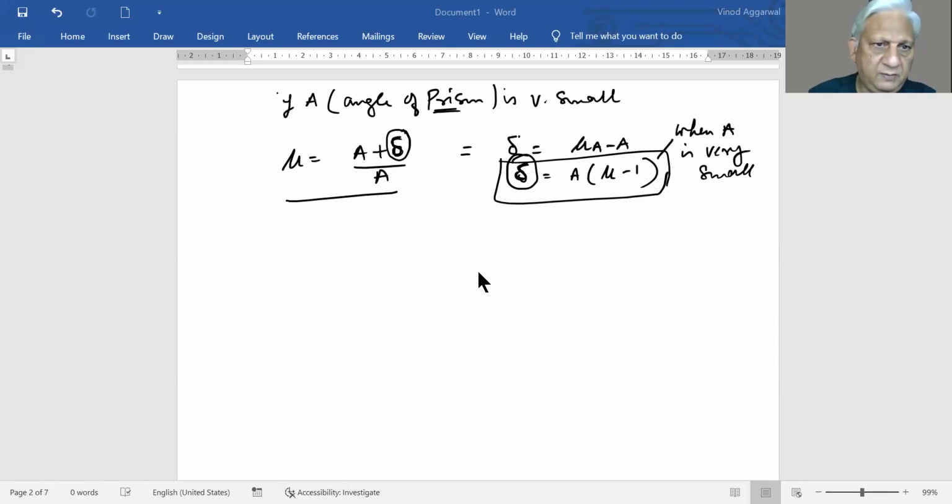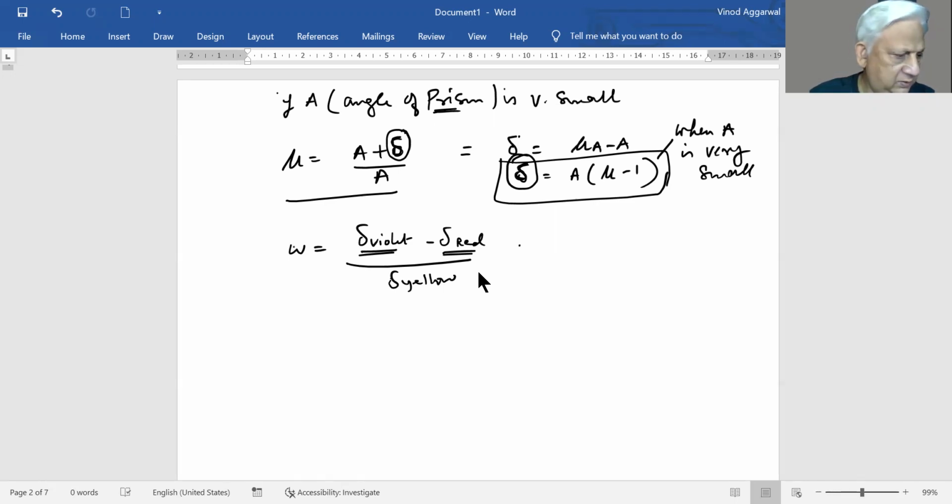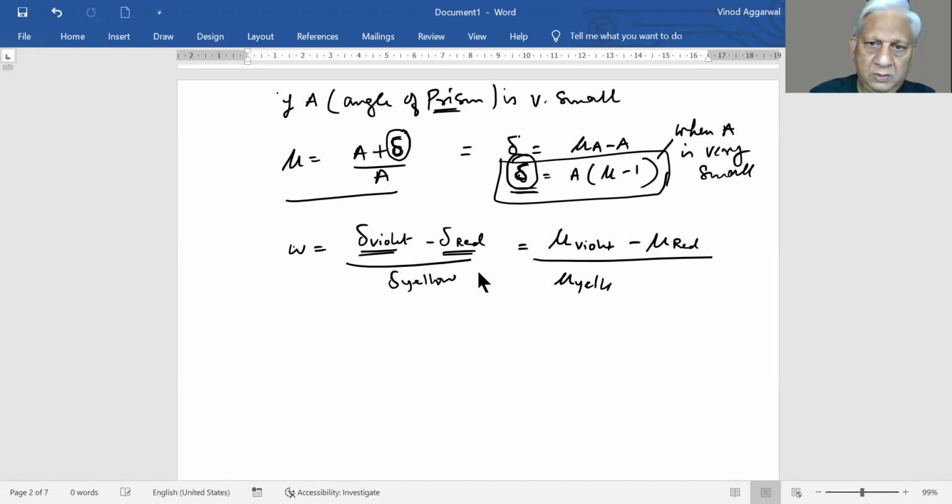So dispersive power can be written as W is equal to, this represents the maximum deviation, this represents the minimum deviation, divided by deviation for yellow light, which is the average of the whole spectra, and this is also equal to, in terms of mu, mu for violet light minus mu of red divided by, using this formula, mu of yellow minus 1.